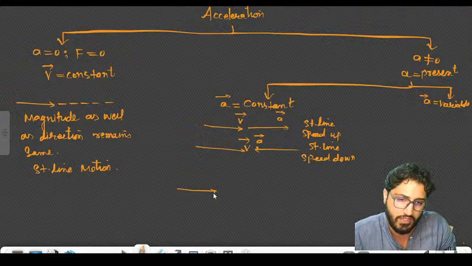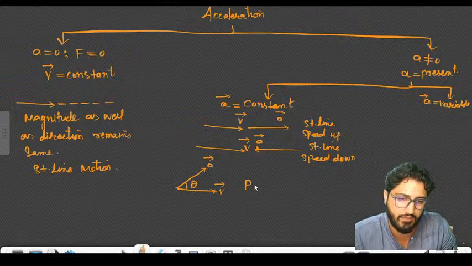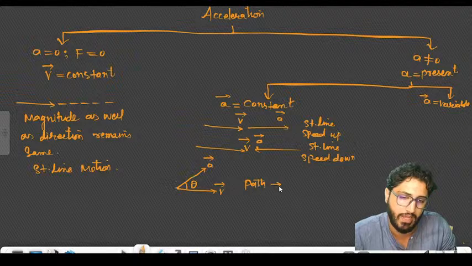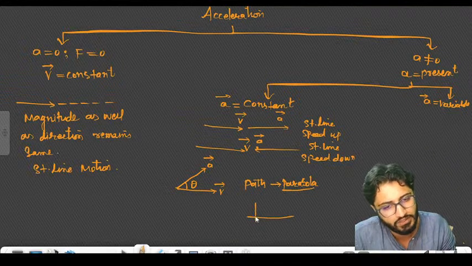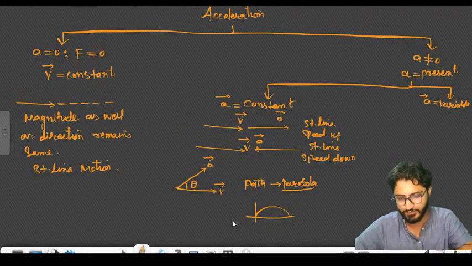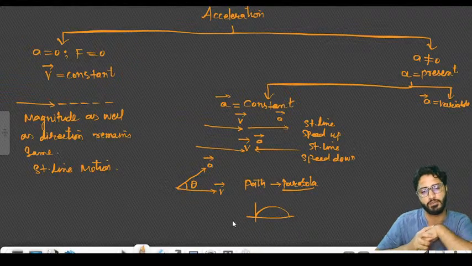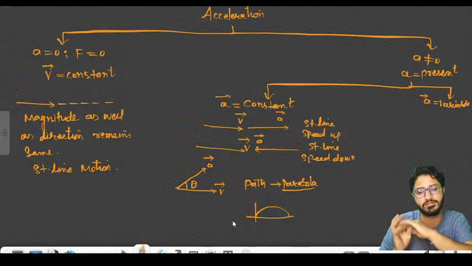If my velocity and acceleration are acting at an angle theta, and acceleration is constant, the path will be a parabola. Path is parabola. You know what a parabola is? Look, this is my parabola. Done? If you are making short notes now, just make this diagram. It will give you the previous 4 to 5 slides in a nutshell.